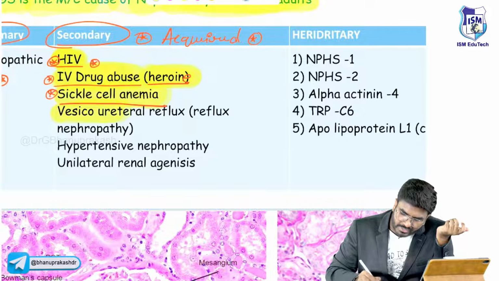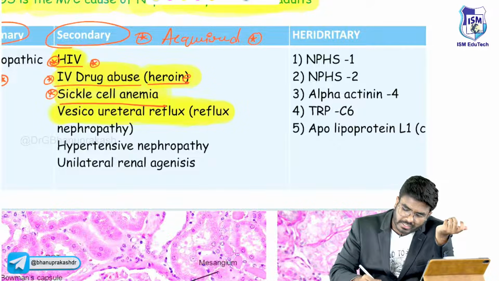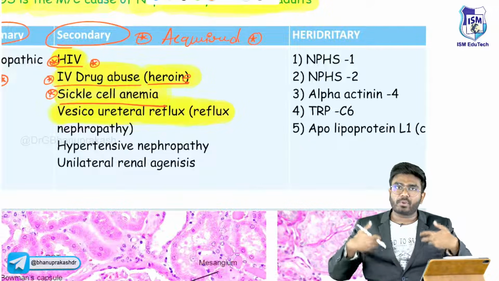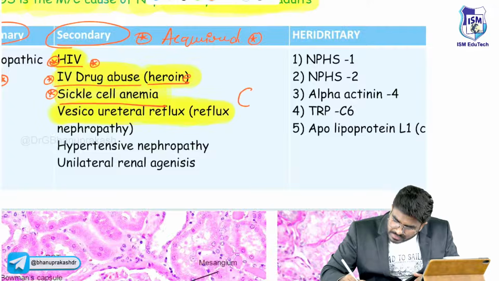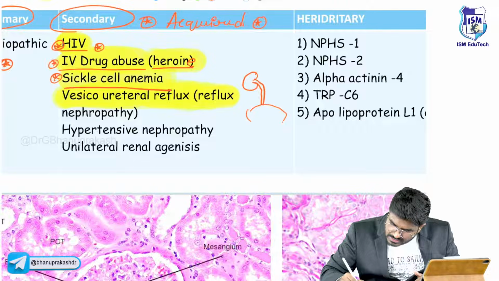Vesico-ureteral reflux. Now, what exactly is this vesico-ureteral reflux? Vesico-ureteral reflux means reflux nephropathy, sir. Look here. Imagine this is the kidney. From the kidney, these are the ureters. Now, from here, what is this? This is the bladder. From here, this is the urethra.